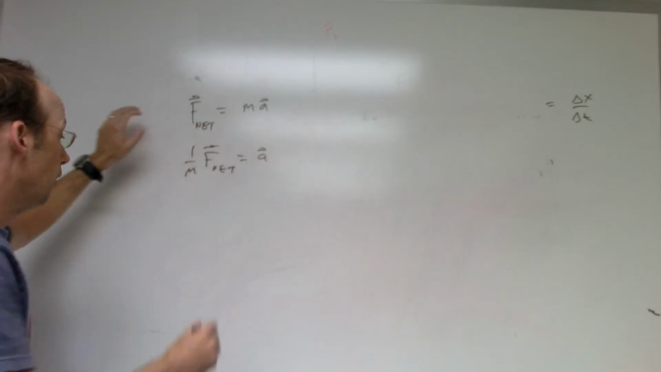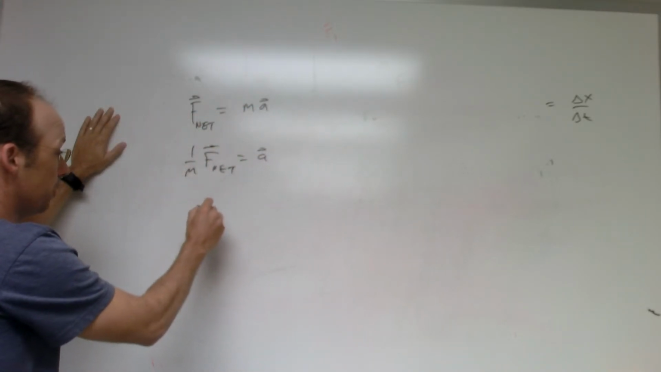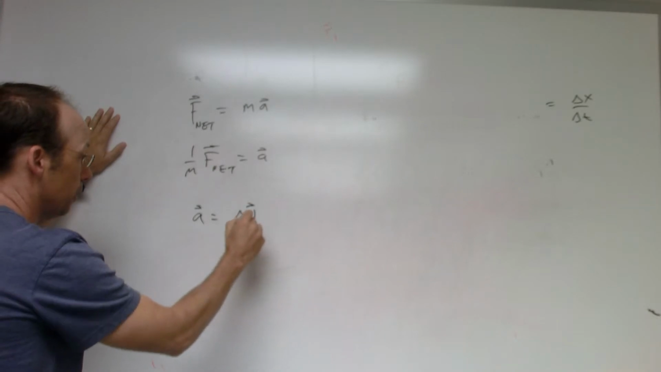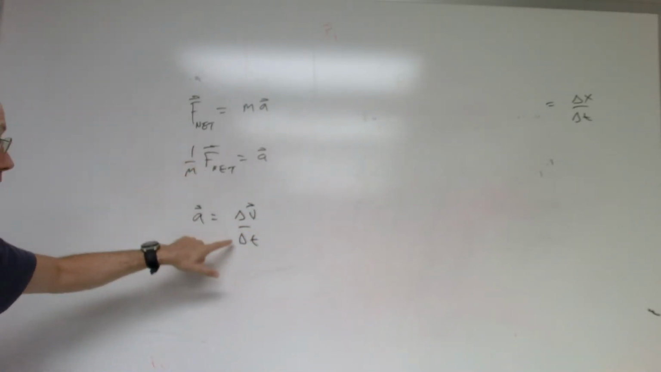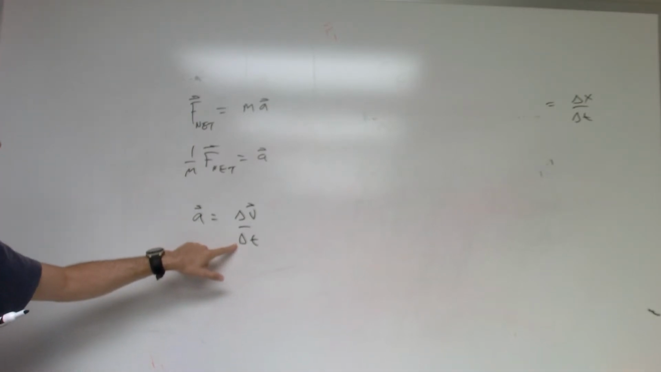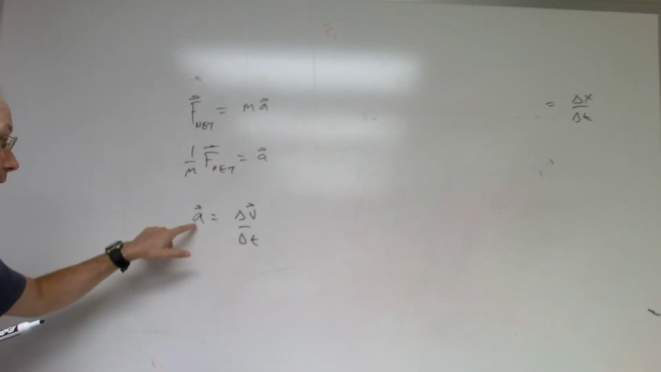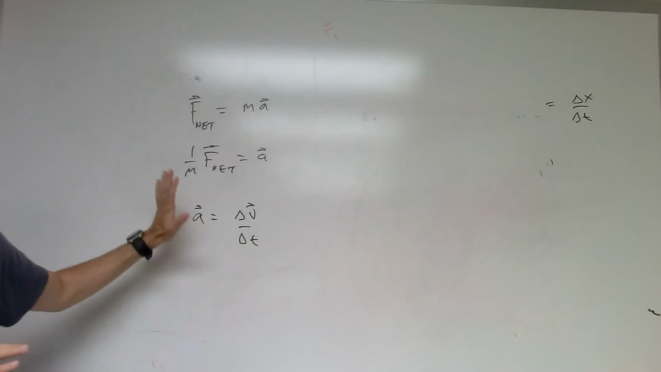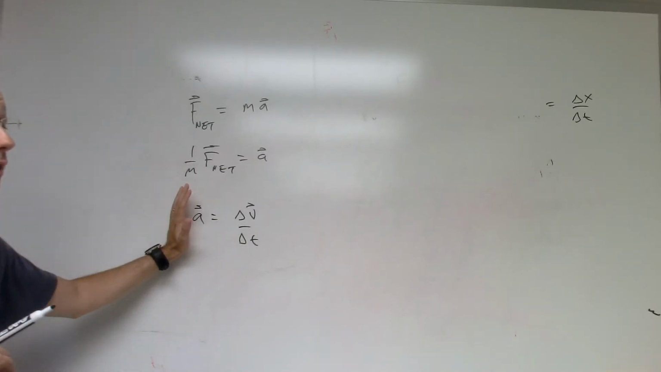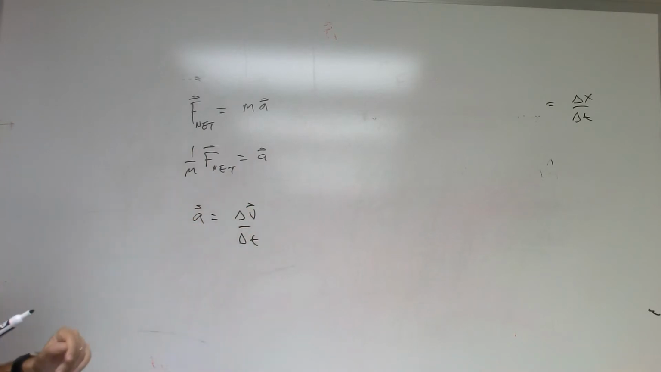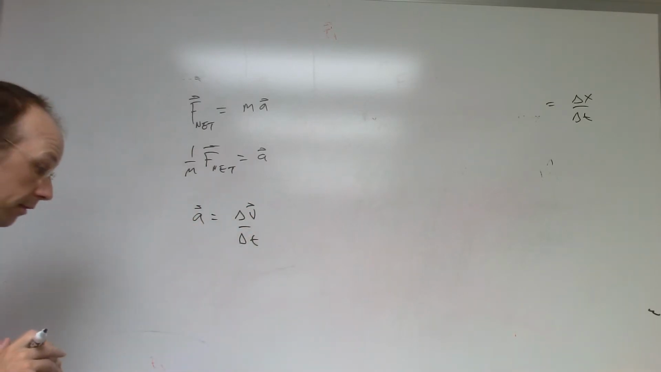Okay? And we define the average acceleration as delta v over delta t. And this is important. This says forces change the velocity. Force is not velocity. Okay, so this is the average acceleration. We're going to deal with cases where the acceleration is almost always constant, such that the average acceleration is the same as the instantaneous acceleration.